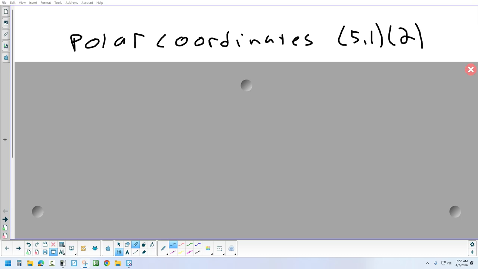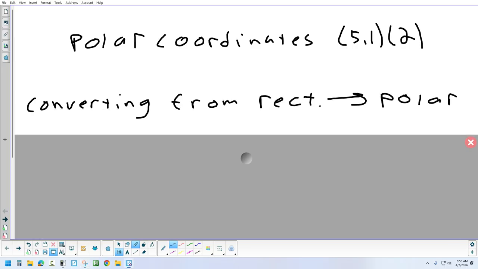All right, so we're going to take a look at the second part of 5.1. In the first part, we converted from polar to rectangular. That was the last thing we did. Now we're going to try the other way. We're going to go rectangular to polar.